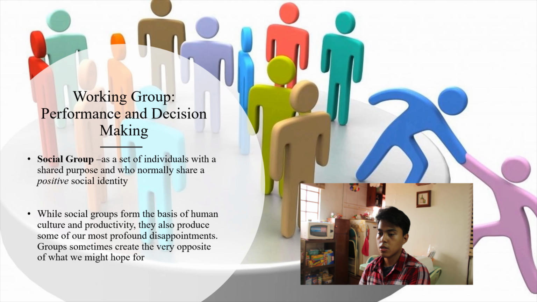So here's a terminology. A social group is a set of individuals with a shared purpose and who normally share a positive social identity. We coin the term positive. There's no negative in a social group. Well, while social groups form a basis of human culture and productivity, they also produce some of our most profound disappointments and create the very opposite of what we might hope for. An example is when you make friends when you're kids, then someone is teasing you inside the group, and when you're easily angered by jokes, you tend to punch them or hurt them, which produces a negative social identity.